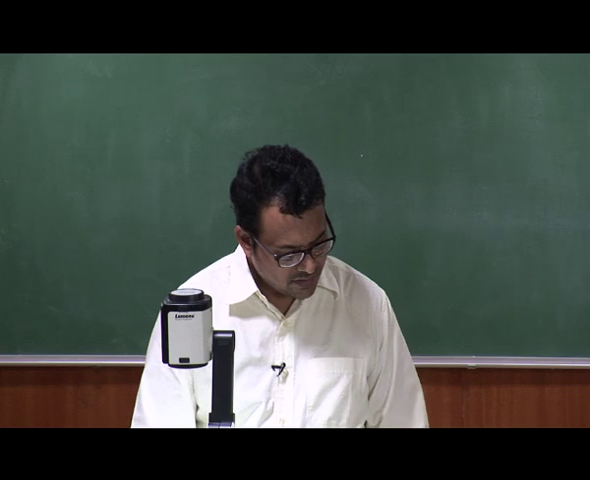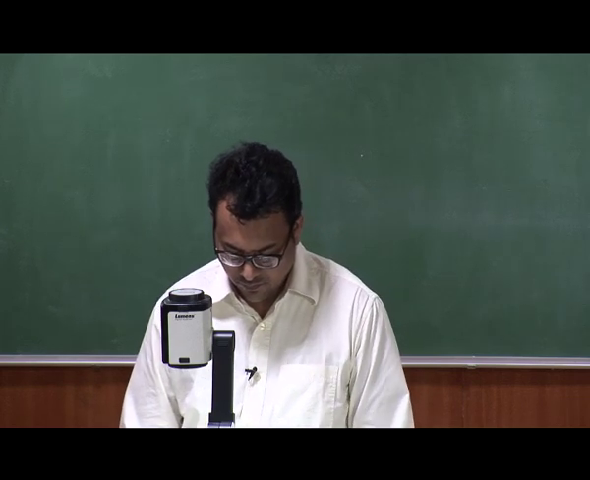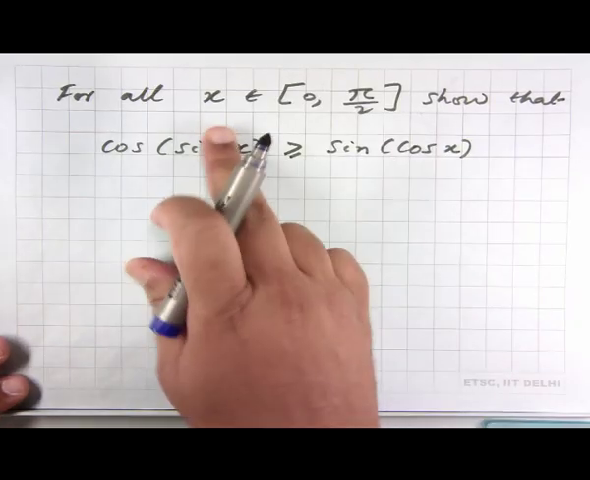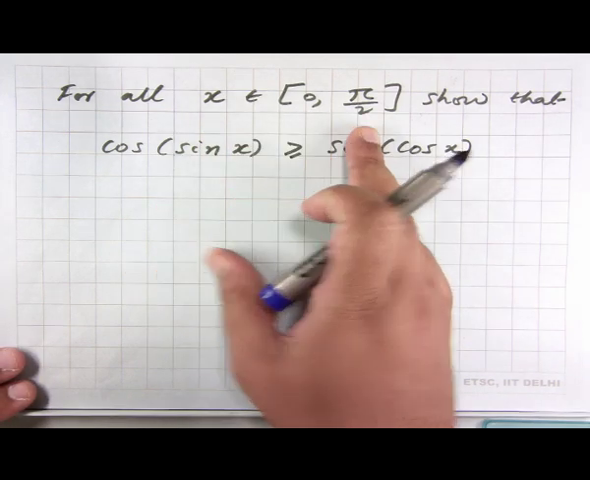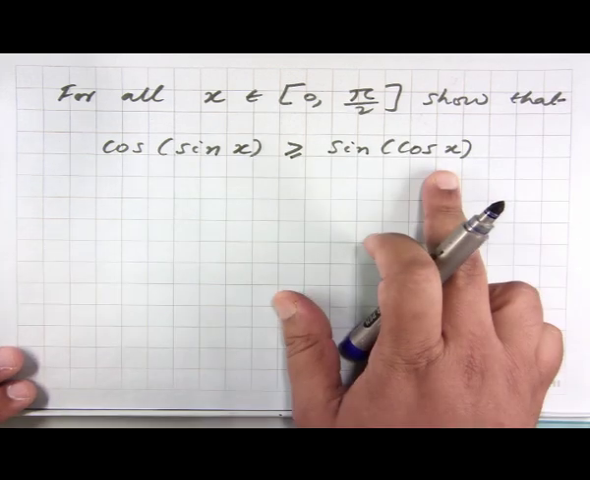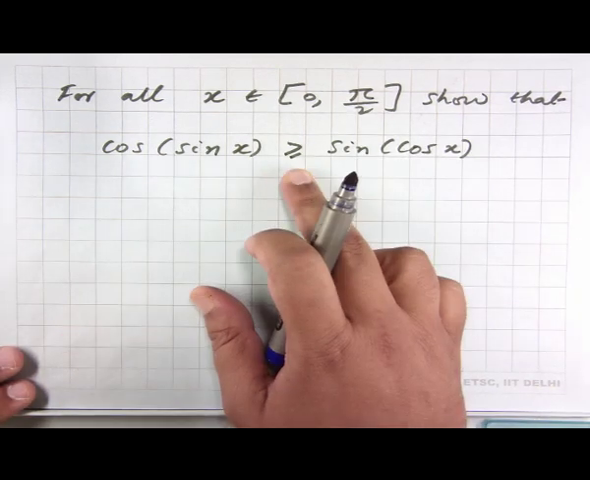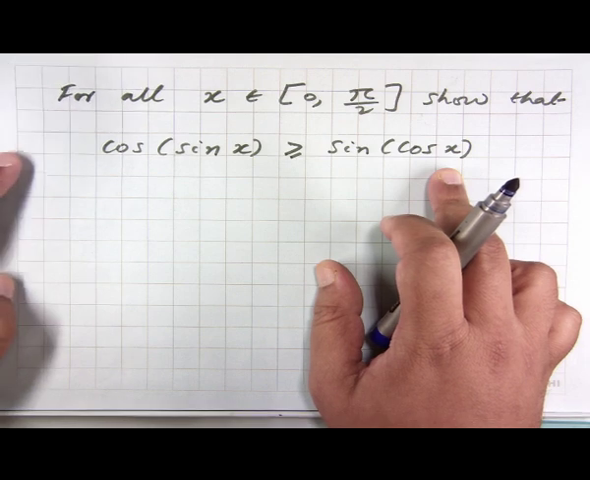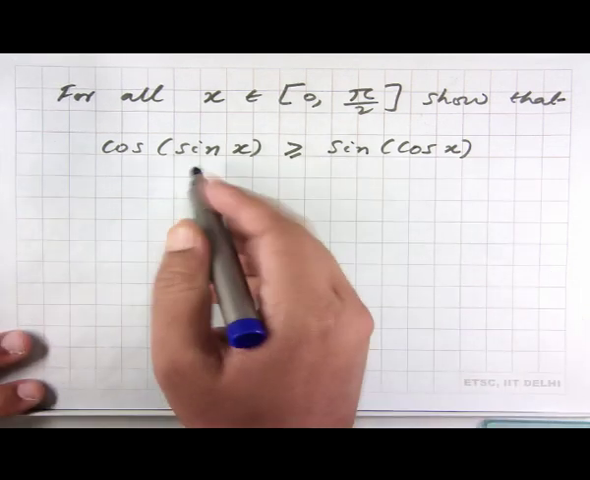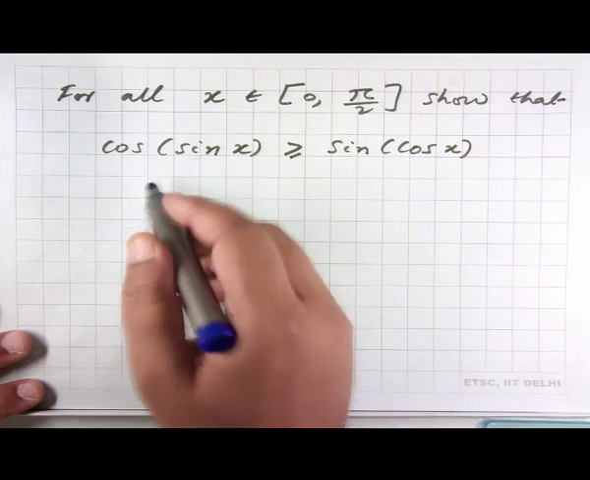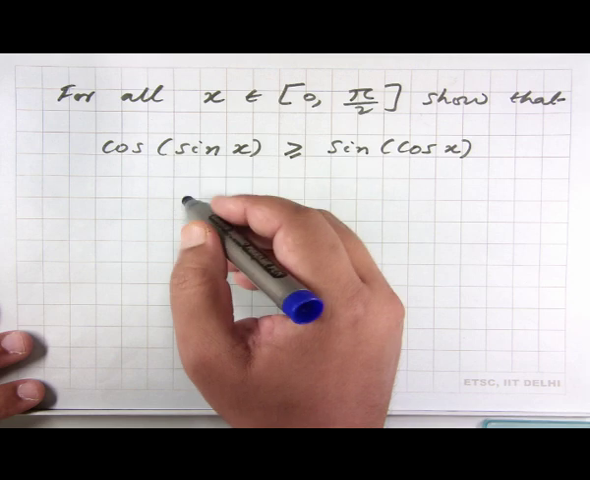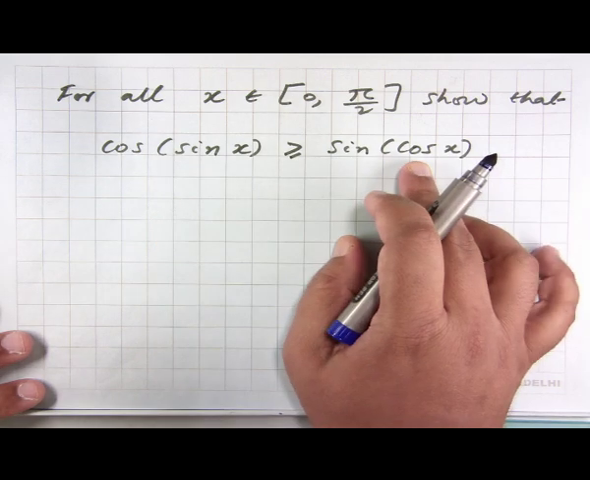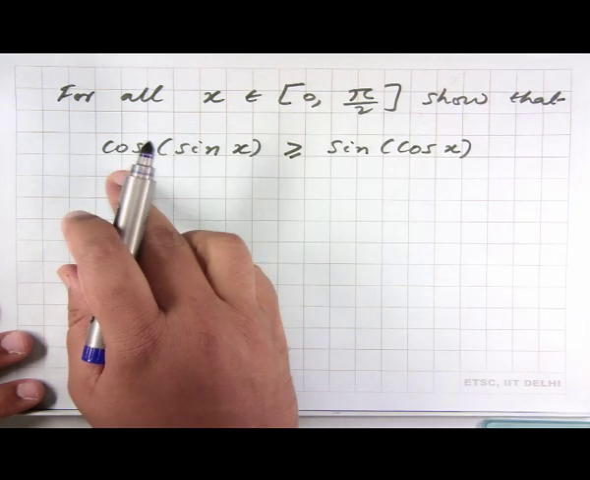Here is another interesting problem where we are asked to show that for all x in the interval 0 to pi by 2, this statement is true. Cos of sin x is always greater than or equal to sine of cos x for all x in the interval 0 to pi by 2. So for this, it seems that we need to use the identity that sine of pi by 2 minus x is equal to cos x, and a similar identity for cos. So, we can start with sine.